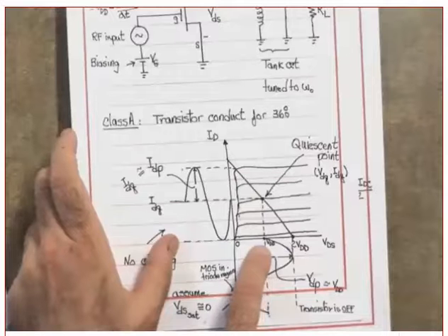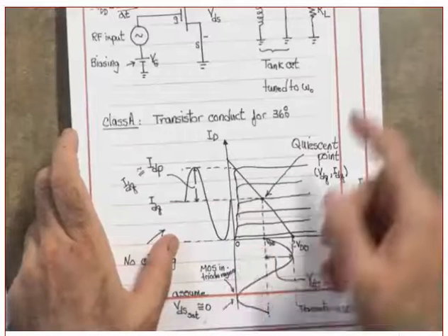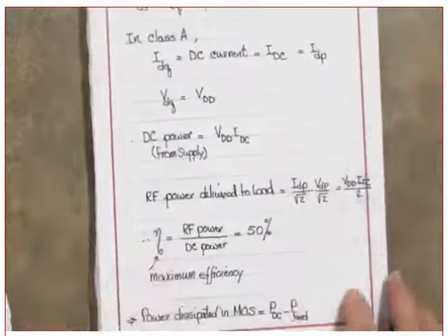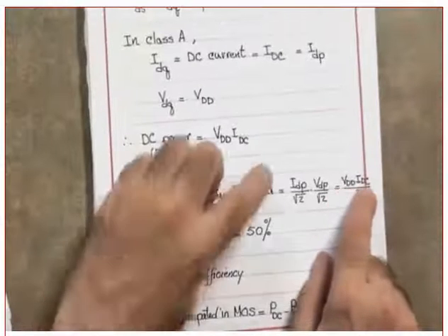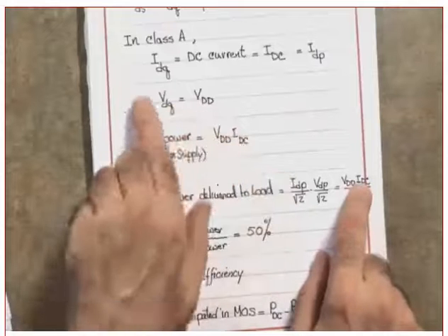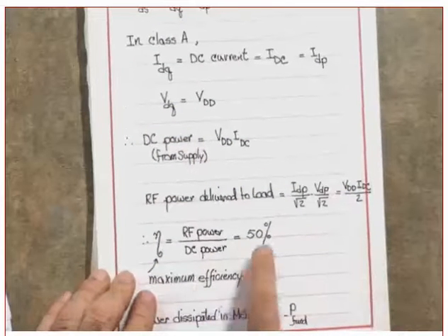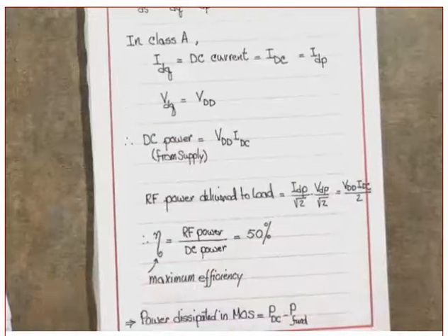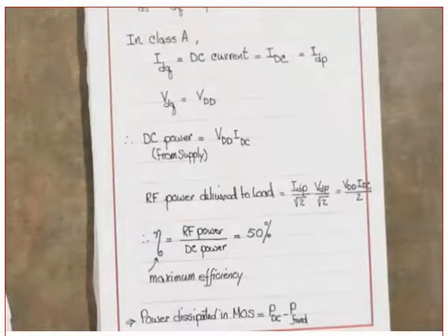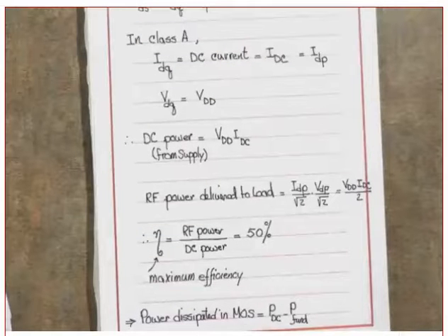VDD. I biased my transistor at VDD. Yes or no? So it's VDD times IDC. IDC is the same as IDP divided by 2. I divide one by the other, I get 50%. That's the maximum efficiency of a class A amplifier. 50%. Good or bad? Relatively bad.